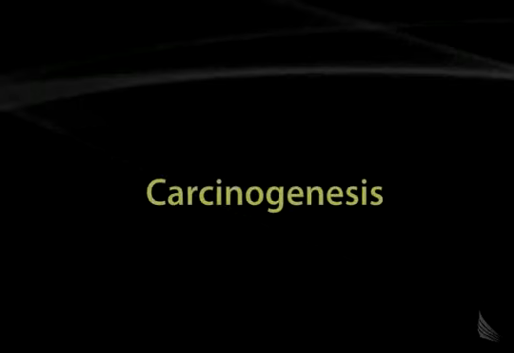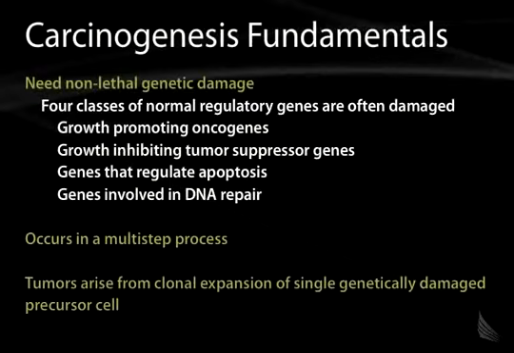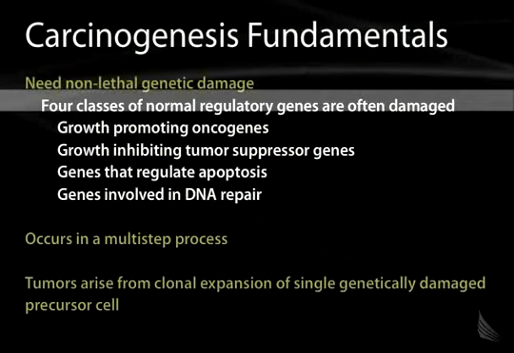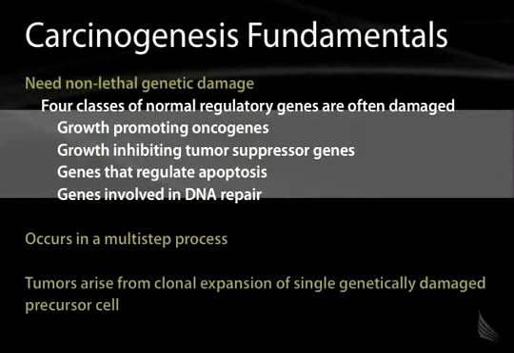Now for the general process of carcinogenesis. Fundamentals that one needs to remember is that before one actually has the development of the tumor, one often needs several successive steps of non-lethal genetic damage. There are 4 classes of regulatory genes that we're going to be concerned with when we talk about carcinogenesis. These are growth-promoting genes, or proto-oncogenes or oncogenes, growth-inhibiting tumor suppressor genes, genes that are important in the regulation of apoptosis, and genes that are involved in DNA repair. We will talk as we go along today about examples for each.